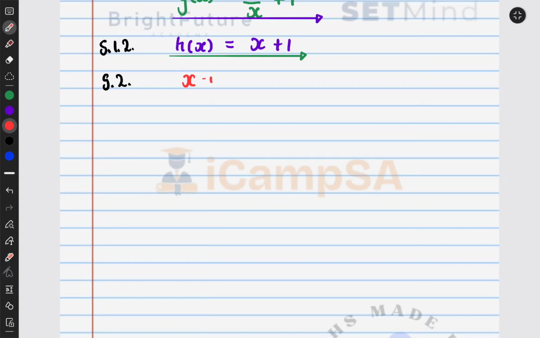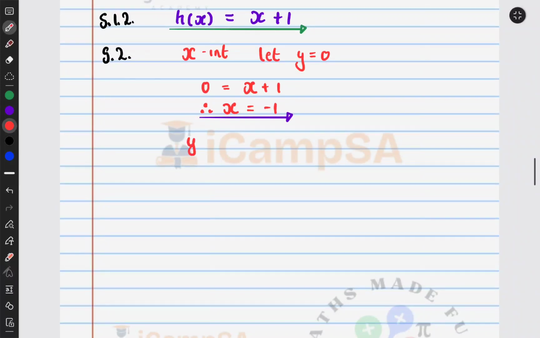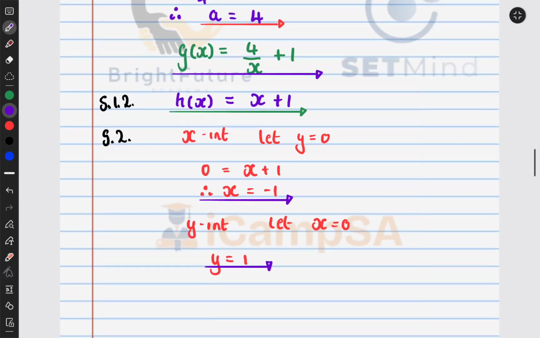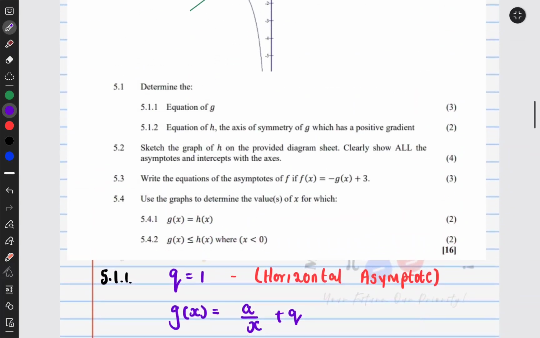So x-intercept: let y equal 0, so 0 is equal to x plus 1, therefore x is equal to -1. Then we have the y-intercept: let x equal 0, therefore y is equal to 0 plus 1, y is equal to 1. That would be our y-intercept. This is a straight line equation, so we don't have any asymptotes here.